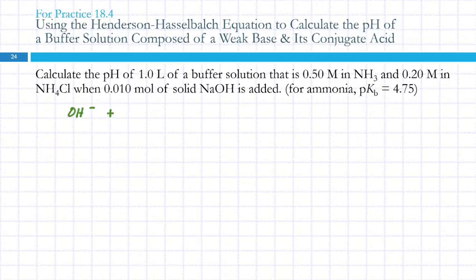And what's that going to react with? NH3 or NH4 plus? NH4 plus. The one that has more hydrogens on it. And we're going to assume complete reaction. So this is going to steal a hydrogen ion and become water. And that's going to leave us with NH3.